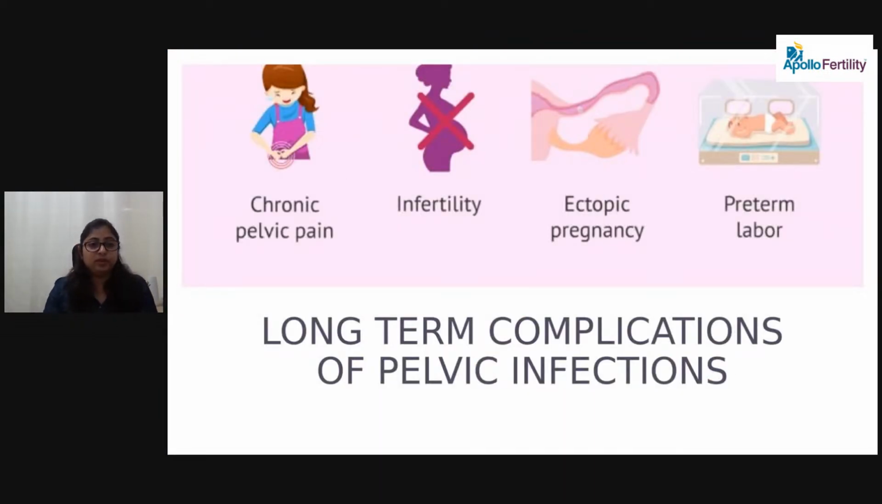The effect of these will be, if it is left untreated, there can be chronic pelvic pain. So the woman will continuously have some pain all the time.